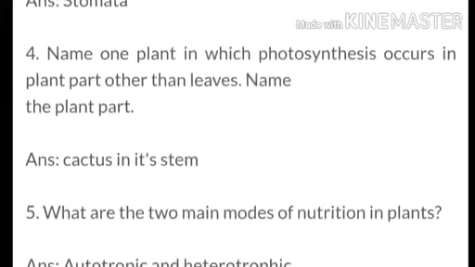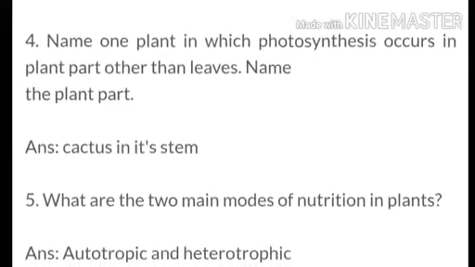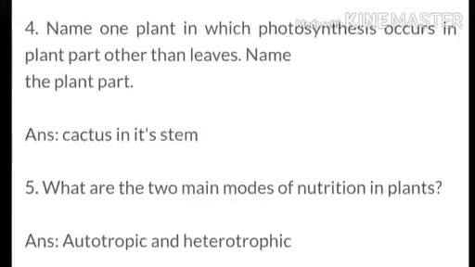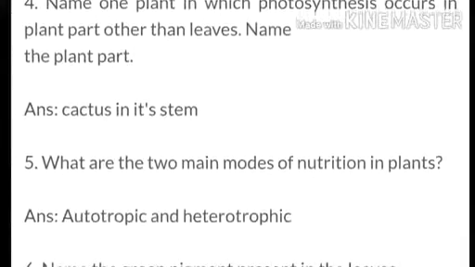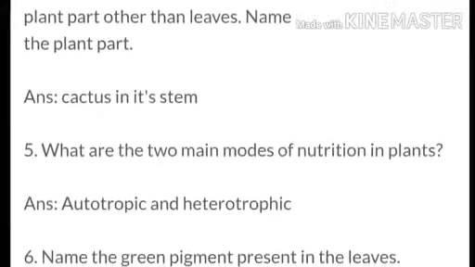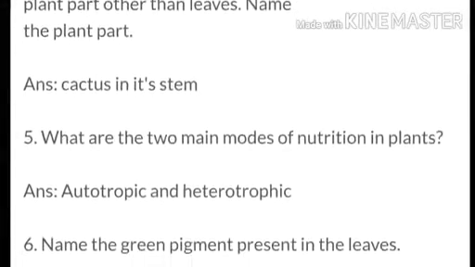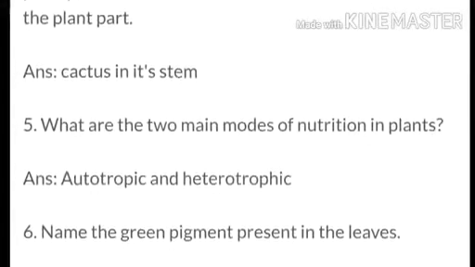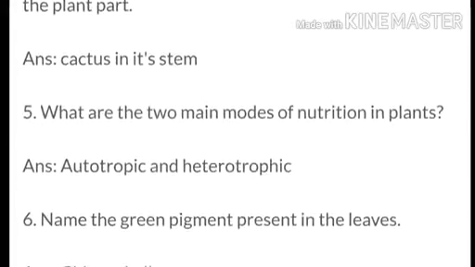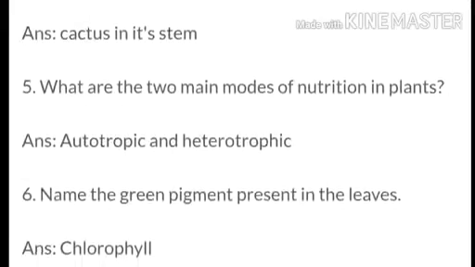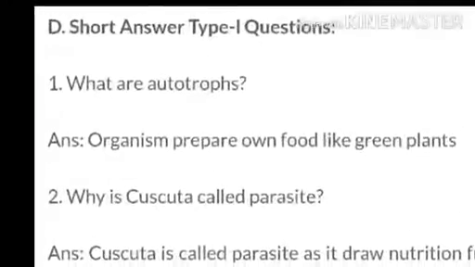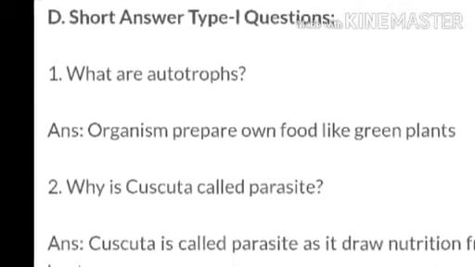Now fifth question, what are the two main modes of nutrition in plants? We know very well, one is autotrophic mode and the other is heterotrophic mode. Now sixth question, name the green pigment present in the leaves. I think you know very well. The answer is chlorophyll.